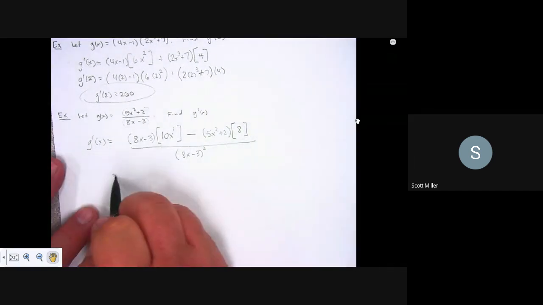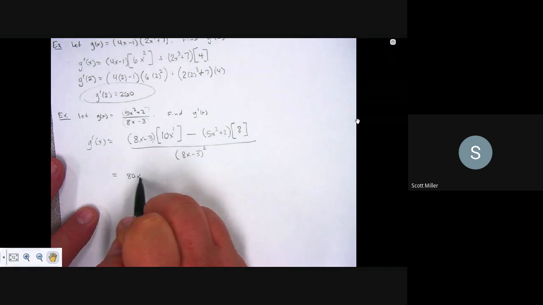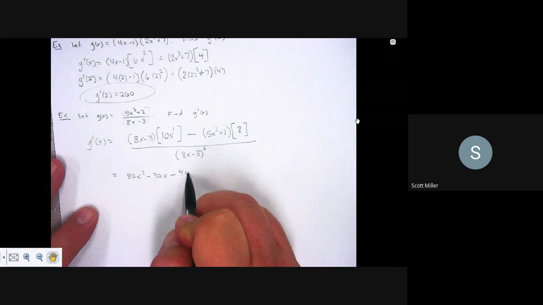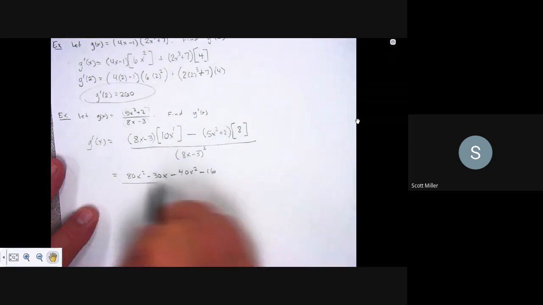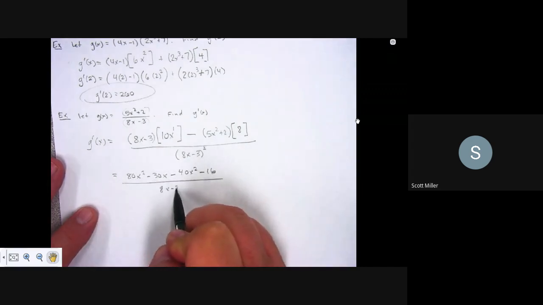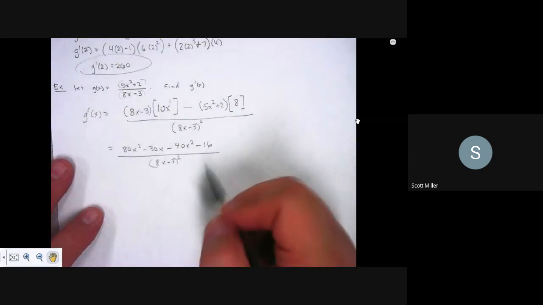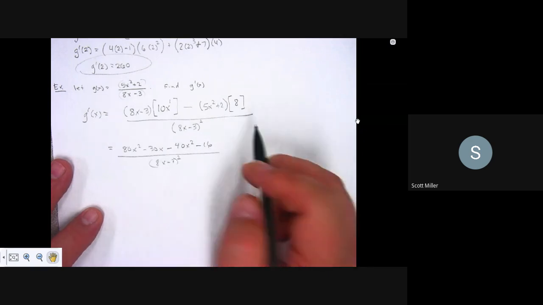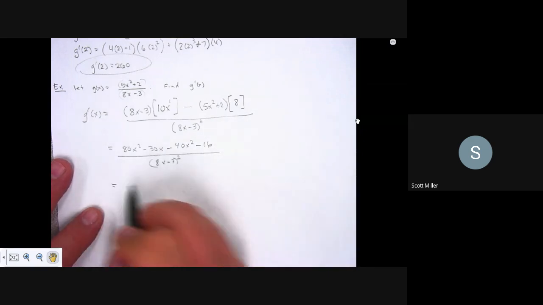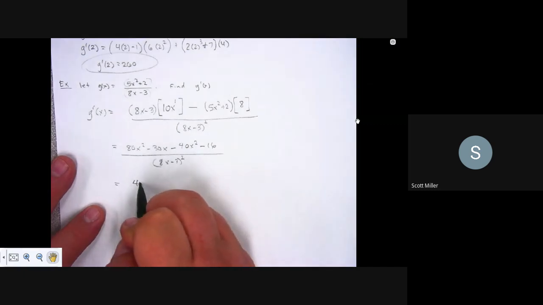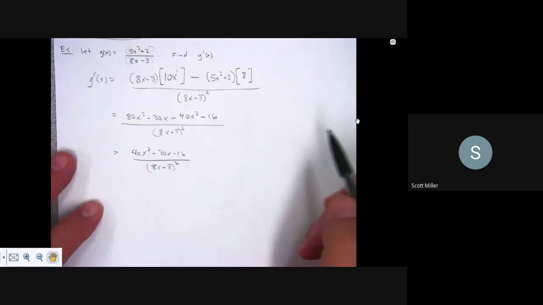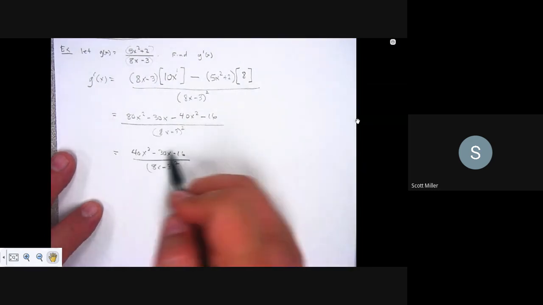You can clean up the top, and then you want to get 80x squared minus 30x. Over here, I'm going to get a negative 40x squared minus 16. I am not going to multiply out the bottom. There is no need. The only reason I'm doing this is to see whether or not I might have a possibility of maybe factoring or reducing. Okay? Cleaning up the top up here, you're going to get 40x squared minus 30x minus 16, and then 8x minus 3.